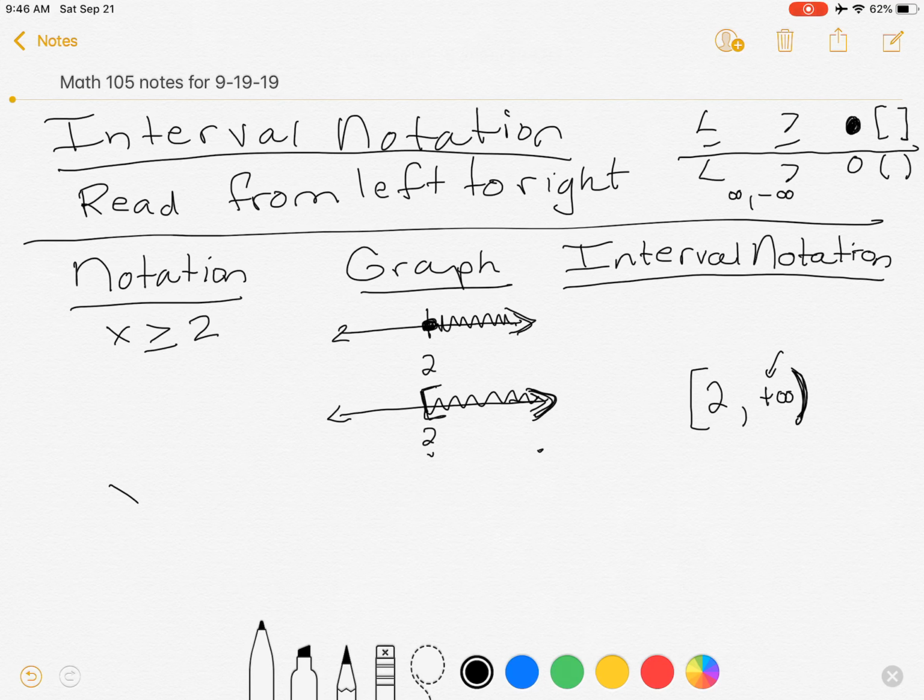Okay? So if I look at just a number, let's say x greater than 1. Okay? Here's my 1.